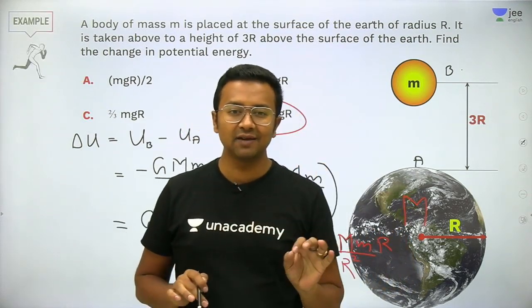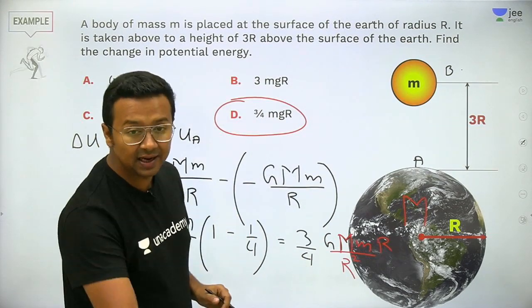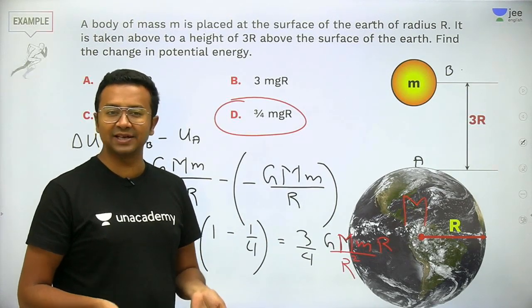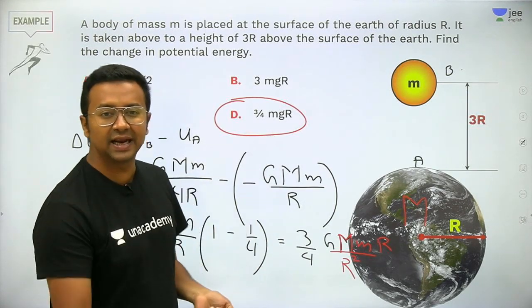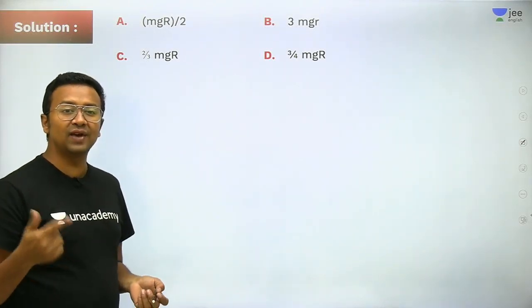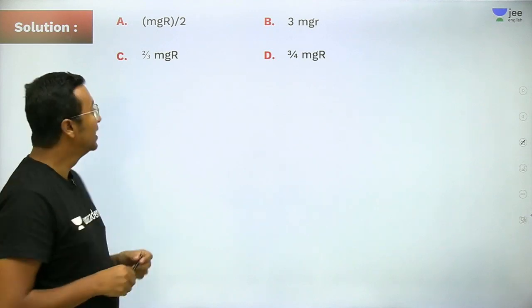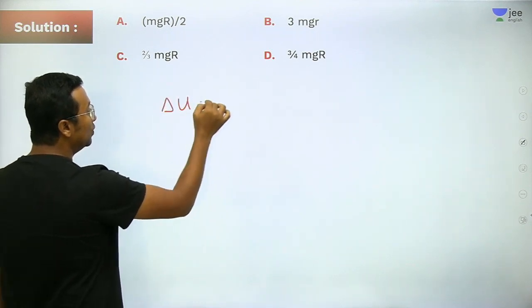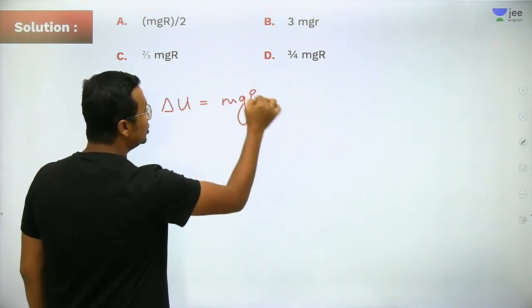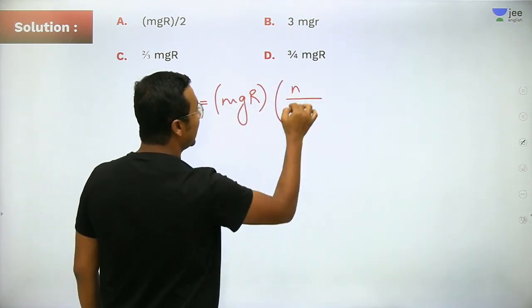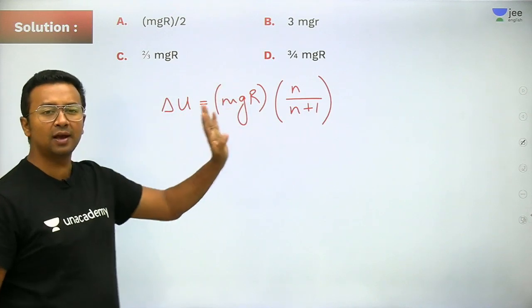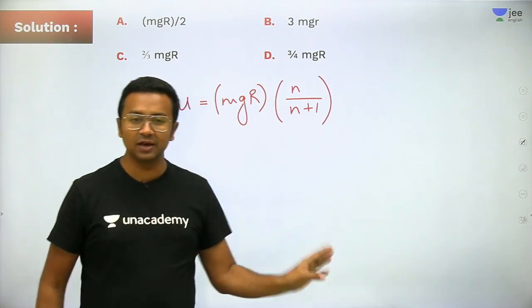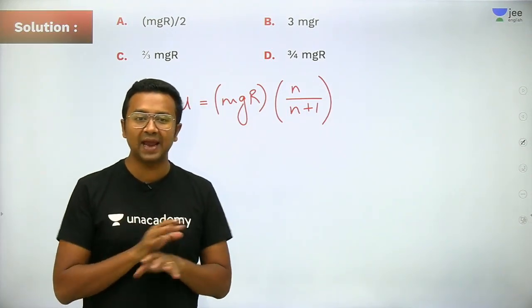Now I told you that I'm going to give you a single formula to find it out. How do you do it exactly? See, this was not a very difficult question. For sure, everybody knows the formula of potential energy, so they can find the difference in the potential energy and get the answer. But how do you do it very quickly, let's say in 10 seconds? So remember this formula here: delta U will be equal to mgR into n divided by n plus 1. If you use it, you can get the answer within 10 seconds. You don't have to use any calculation whatsoever.